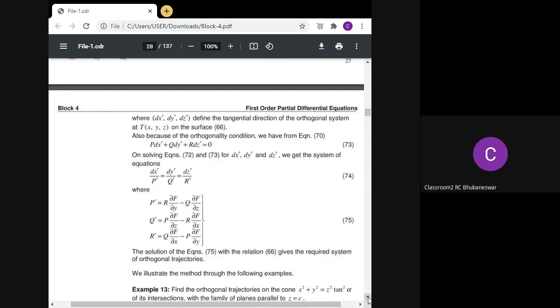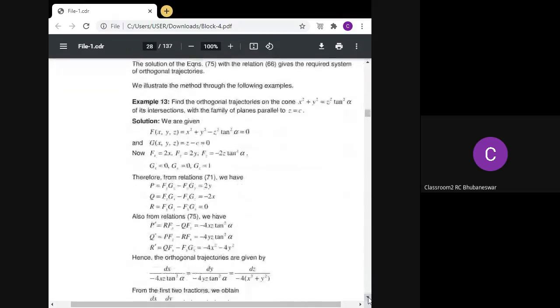So let us discuss with the help of an example. Look at example number 13. In example number 13, we have an equation in the form of x square plus y square equals z square tan square alpha, and it is intersecting with a family of planes parallel to the plane z equals c. So here f is the first curve, g is the second curve. We are calculating the partial derivatives with respect to x, y, and z for the first curve f, and for the second curve, that is g, the partial derivatives with respect to x, y, and z have been calculated.